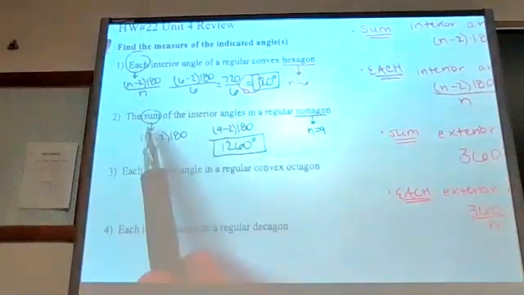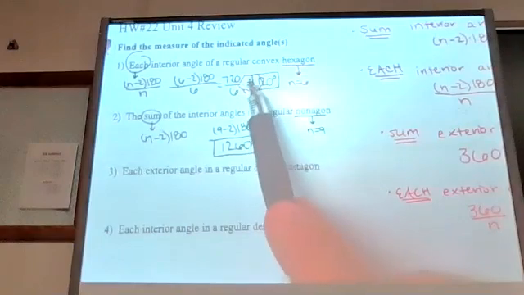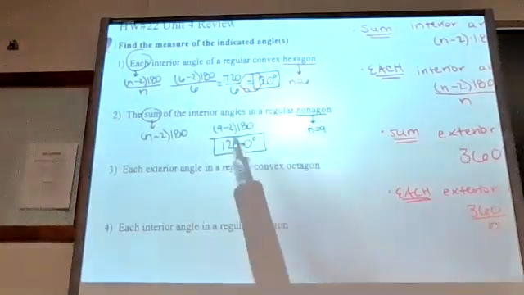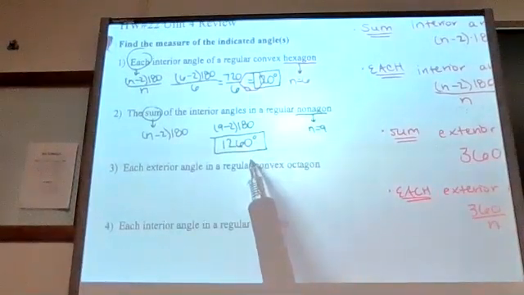What this one is asking is all of them. So here I was only finding one angle. We are finding the total. If I add all my angles up in a 9-sided polygon, I'd have 1,260 degrees.